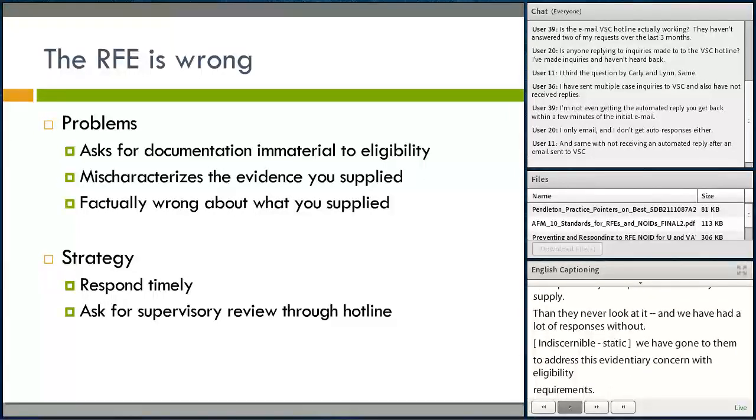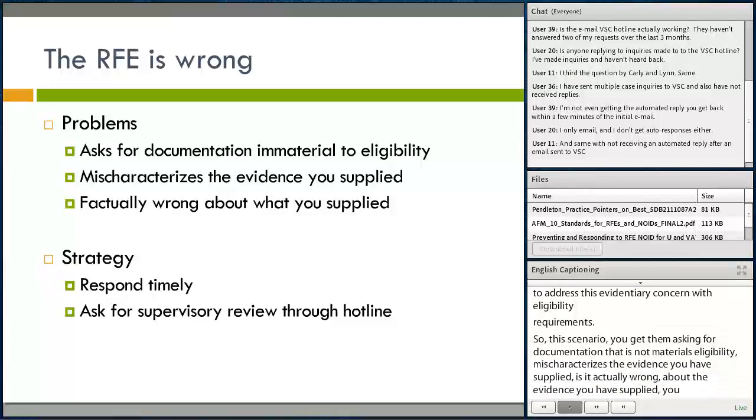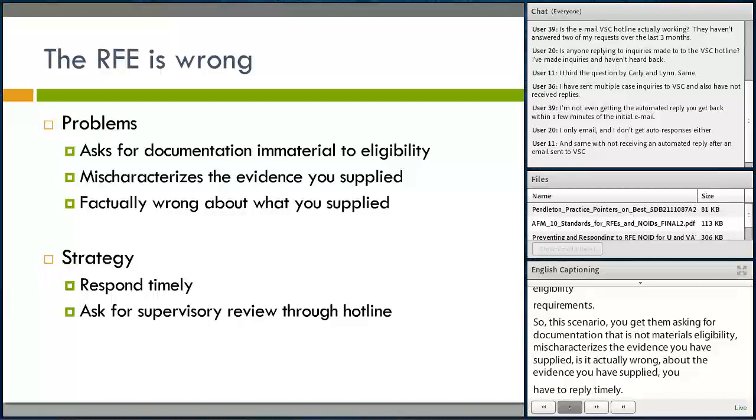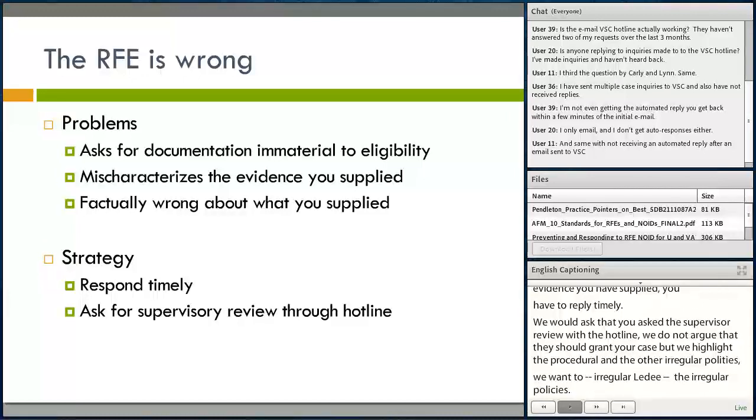So here's kind of the worst case scenario: you get an RFE asking for documentation that's not material to eligibility, completely mischaracterizes the evidence you supplied, or is just factually wrong about the evidence you supplied. Again, you've got to reply timely. We would help you ask for supervisory review through the hotline. When we do that, by the way, we don't argue they should grant your case. We just highlight the procedural and legal irregularities, so that we say, we're not telling you how to rule on this, but we want to point out that they did actually give you these documents and that these documents actually do meet the any credible evidence standard and the totality of the circumstances.